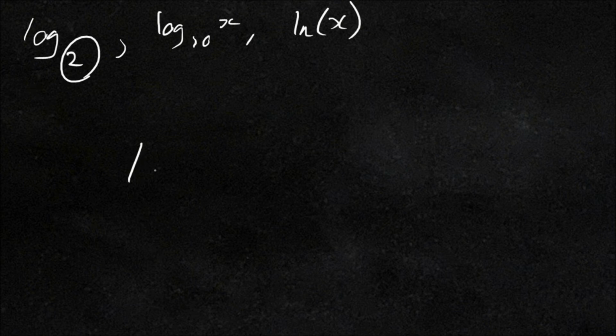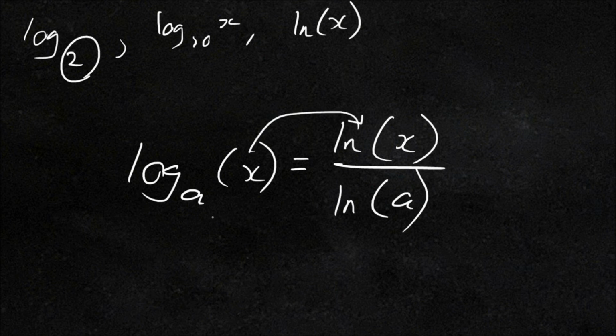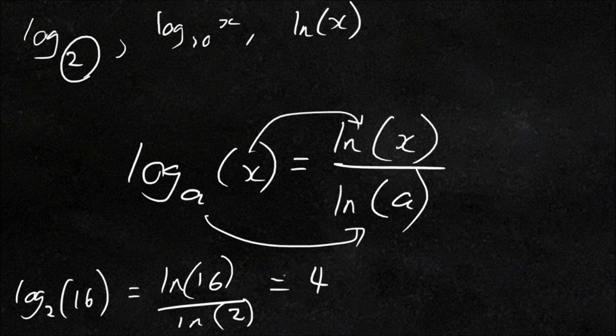If you want to solve something like log to the base a of x, you would have to put into the calculator ln x over ln a. So your x goes on the top, and your base goes into the denominator. If you put in that previous example, which is log to the base 2 of 16, this would be ln 16 over ln 2, which should give you the number 4. So this formula is very useful to know.